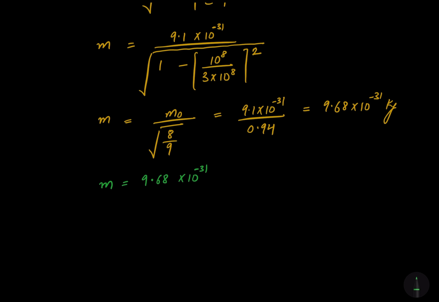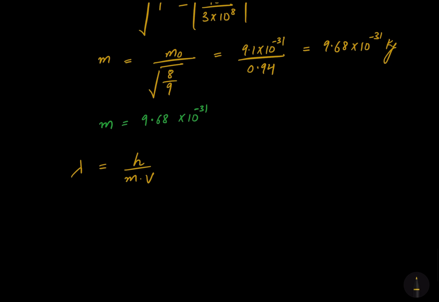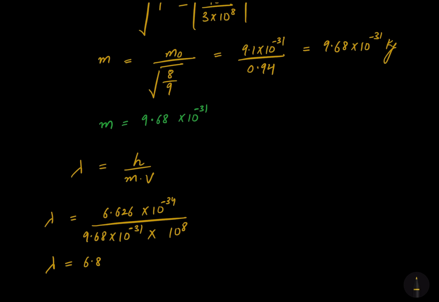Now I am going to use the formula lambda is equal to h upon mv, the de Broglie equation formula. So the wavelength now comes out to be 6.626 into 10 raised to power minus 34 divided by the mass of electron, which came out to be 9.68 into 10 to the minus 31. It is the mass of moving electron into the velocity, which was 10 to the power 8 meter per second, and I got my final wavelength to be 6.8 into 10 raised to power minus 12 meters. So this is my answer.